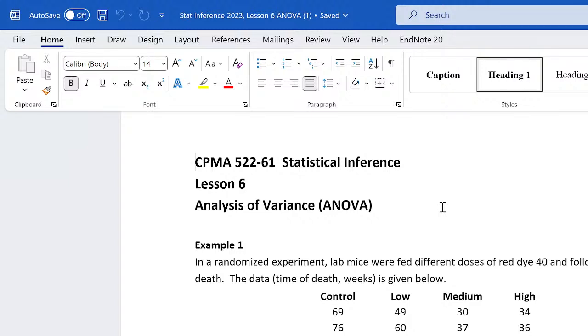mice are fed low, medium, and high doses of red dye 40, with a control group. And again, what we're looking at is time of death. I see 101, close to 2 years. Down below we have some summary statistics, most important the means. There's the control group. They lasted the longest on average. Low, on average about 71 years, not really a big difference, and 65 years for that one.